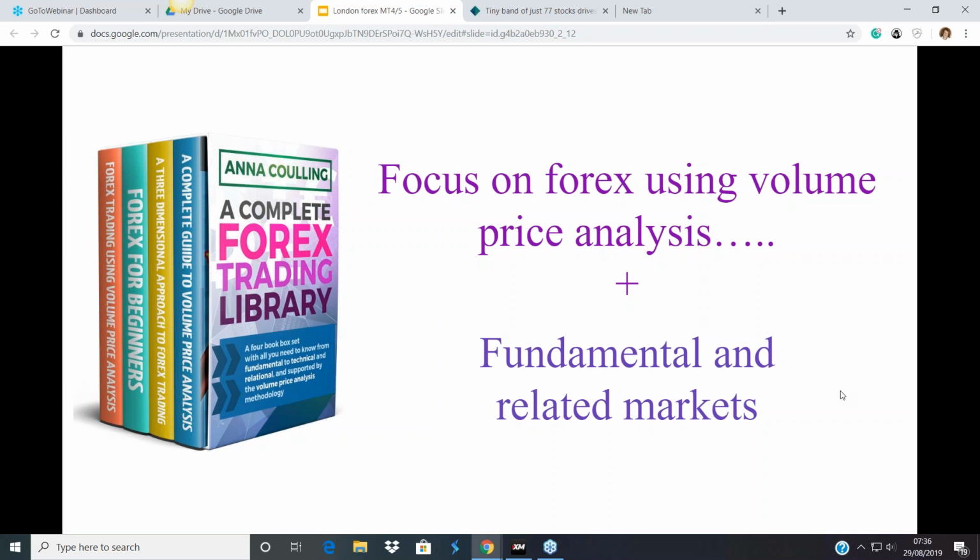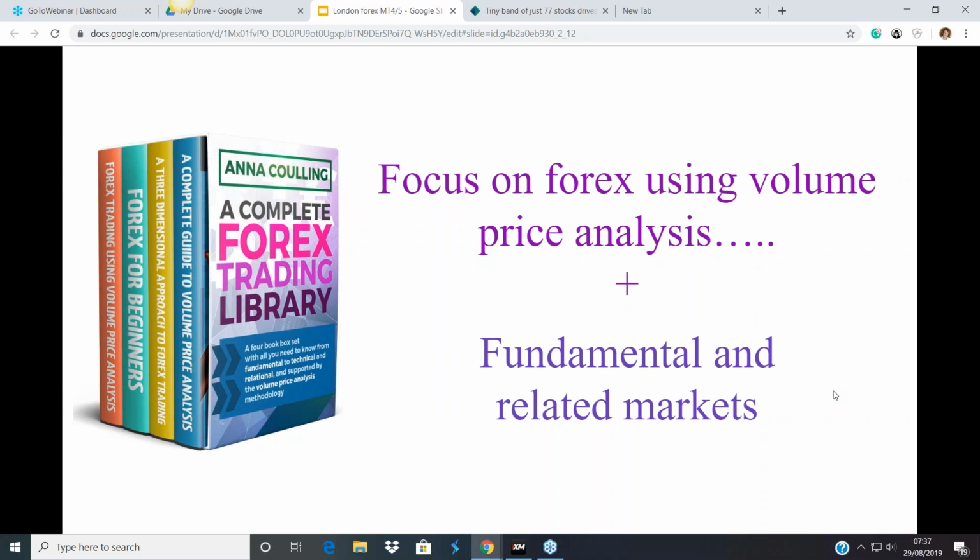With regard to the methodology as it applies to the forex market, what we've put together is what we call the forex trading library, and that is the book on the VPA, but also what we call the 3D book. The way we approach this market, and all markets actually, is we not only look at the technical picture, where VPA is our base methodology, but we also look at what the fundamental landscape is like, what the releases are, and we add a third dimension, which is that we look at the related markets.